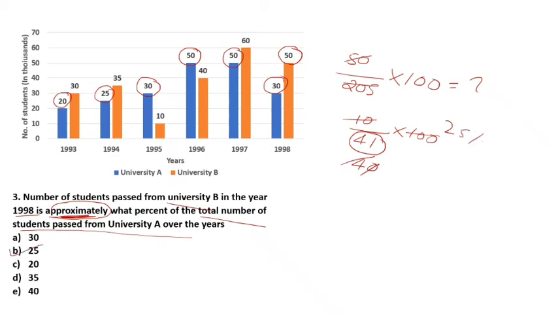Approximate value only we have to find out. So instead of dividing it by 41, you can make this 41 approximately equal to 40 and then solve it and find the answer immediately, so that you can save a lot of time. Kindly note it. Then we will go to the next question.